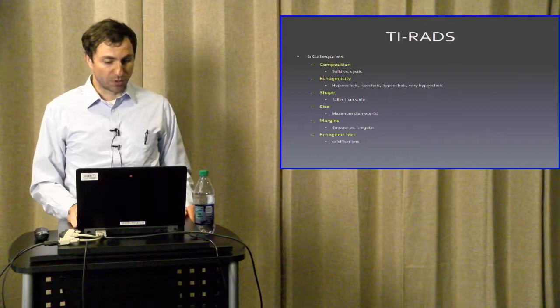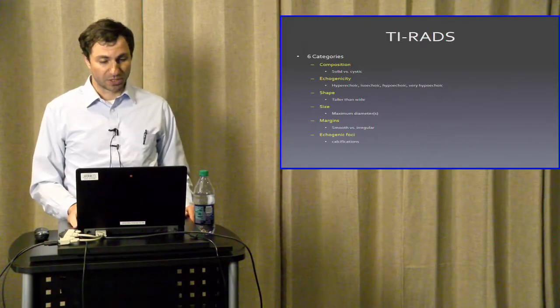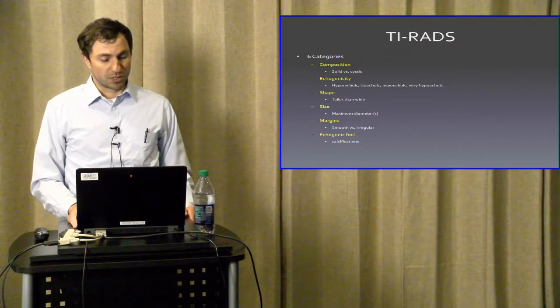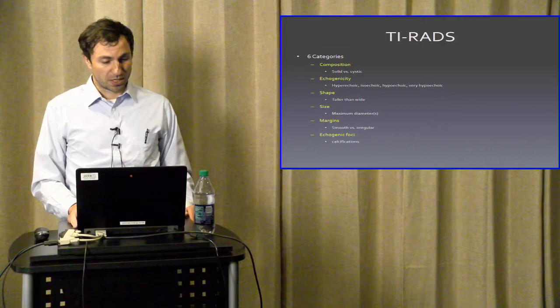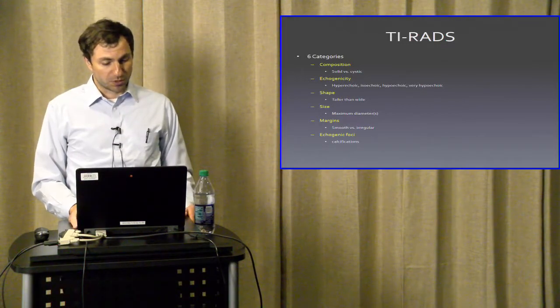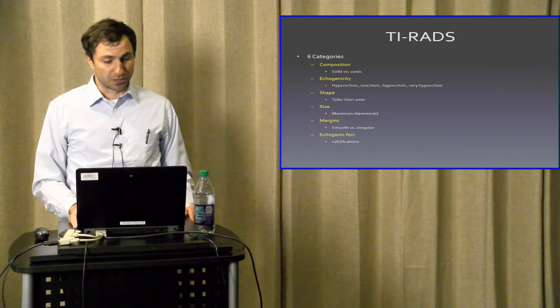Composition, which is broken down into solid and cystic; echogenicity: hyperechoic, isoechoic, hypoechoic, or very hypoechoic. Shape is pretty simple: taller than wide. Size, where we want to measure the maximum diameter. Margins, smooth versus irregular, and echogenic foci.